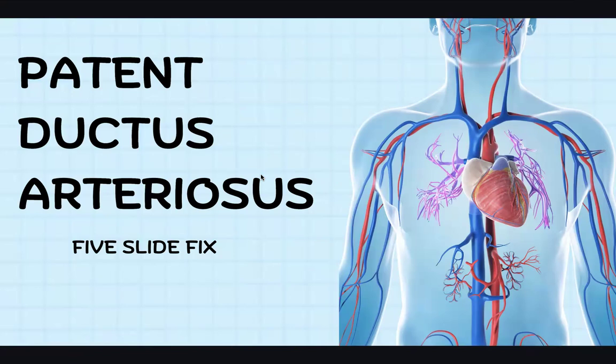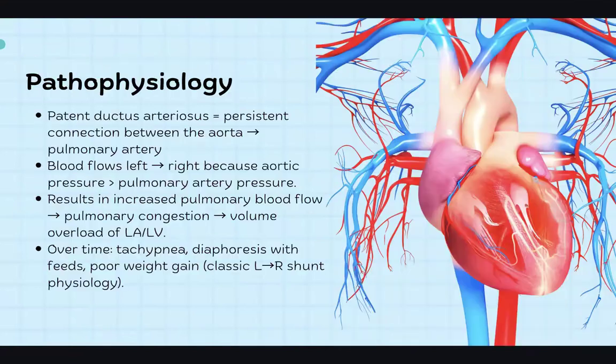This one is breaking down PDA, and let's get on into it. So, PDA is a persistent connection between the aorta and the pulmonary artery. Because aortic pressure is higher, the blood flow is going to go from left to right. That extra pulmonary blood flow is going to cause pulmonary congestion and volume overload of the left atrium and the left ventricle. And then over time, you're going to get those very classic left to right shunting symptoms like tachypnea, diaphoresis, especially when feeding, and poor weight gain.